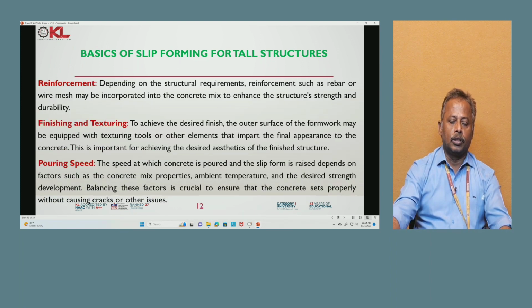Next, reinforcement. Depending upon the structural requirements, reinforcement such as rebar or wire mesh may be incorporated in the concrete mix to enhance the structure's strength and durability.